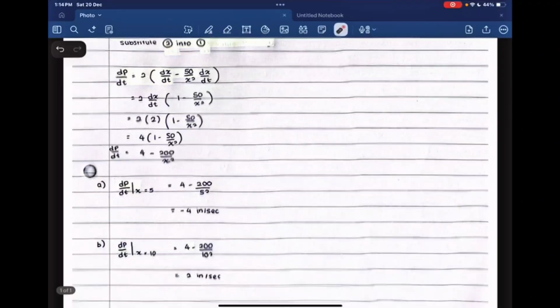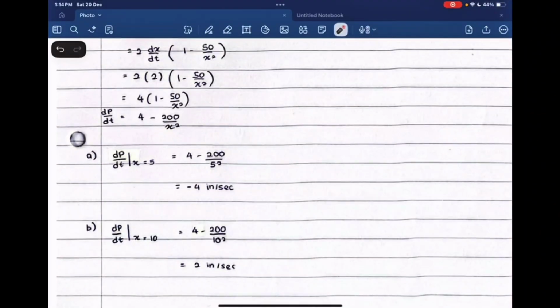The first question asks what is the dP/dt value when x equals 5. We just substitute 5 for x. For the first question, we get negative 4 inches per second. And for part B, what is the dP/dt value when x equals 10? The final answer is 2 inches per second.